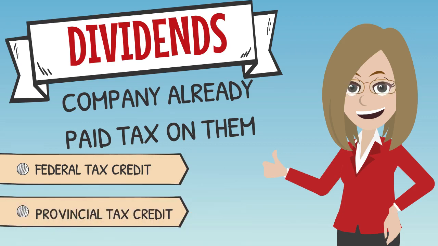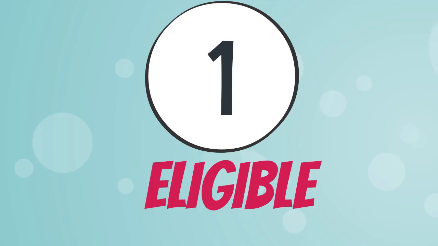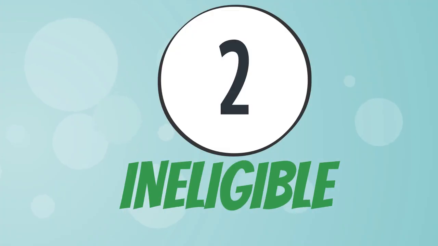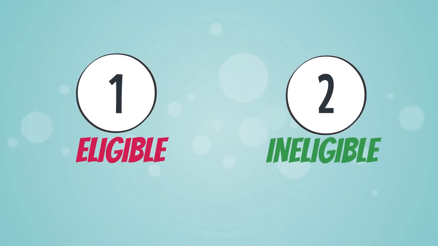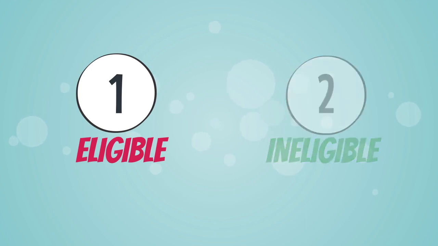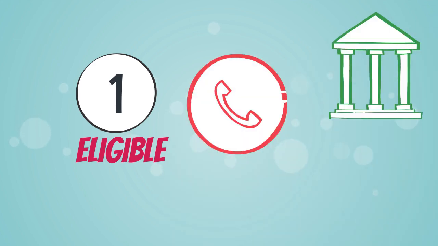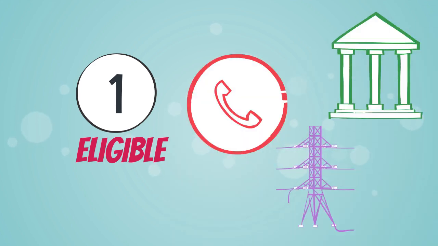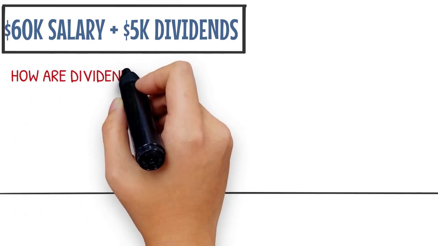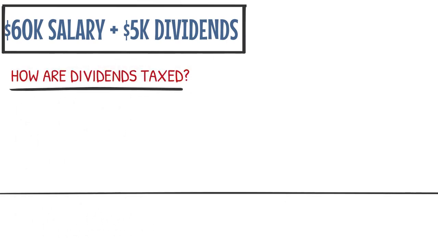Now, generally there are two types of dividend income: eligible and ineligible. But to keep things simple for today, we're just going to look at eligible dividend income, which is what you can expect to see from large Canadian corporations like Canadian telecom companies, banks, and utility companies, for example. Let's now assume that Bob received $5,000 in dividend income instead of interest or capital gains.